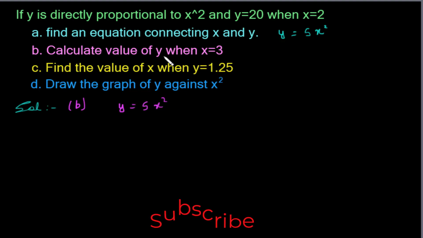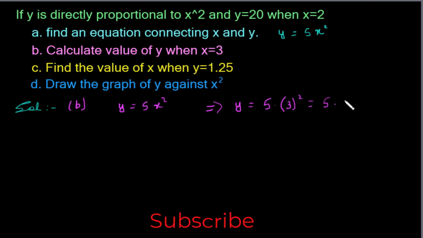So all I need is just to find out the value of y. To do so, I will substitute x is equal to 3 into this equation. So I will come up with y is equal to 5 times 3 squared. 3 squared is 9. So now 5 times 9 will give us 45. So when x is equal to 3, we say that y will be equal to 45. Okay, so this is the answer.